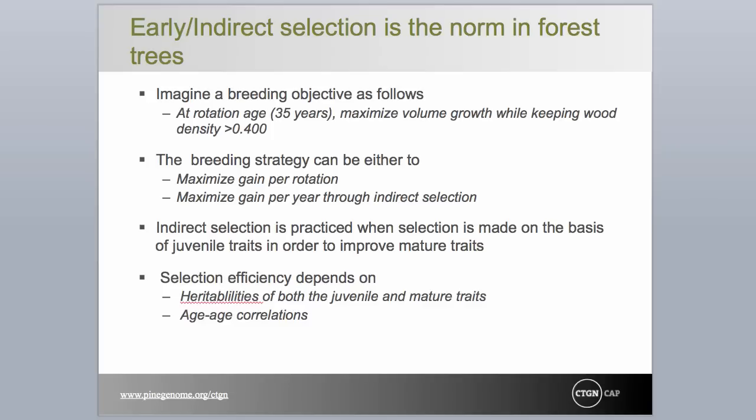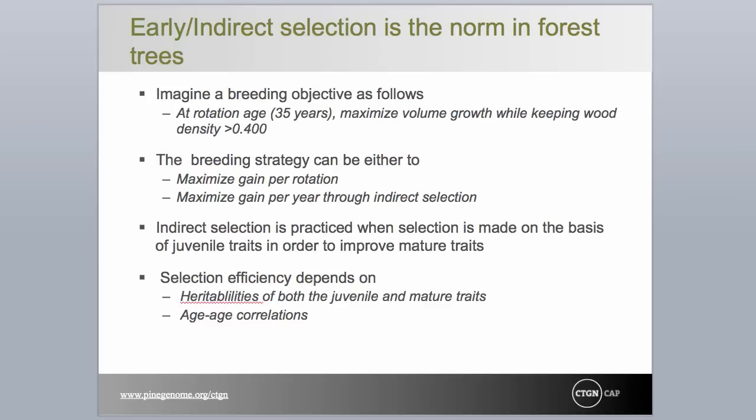We close the section on selection by reviewing a topic noted in the previous module, namely indirect selection. The long-lived nature of forest trees requires that most selection occurs early in a tree species rotation, on surrogate traits that predict the actual traits identified in the breeding objective.